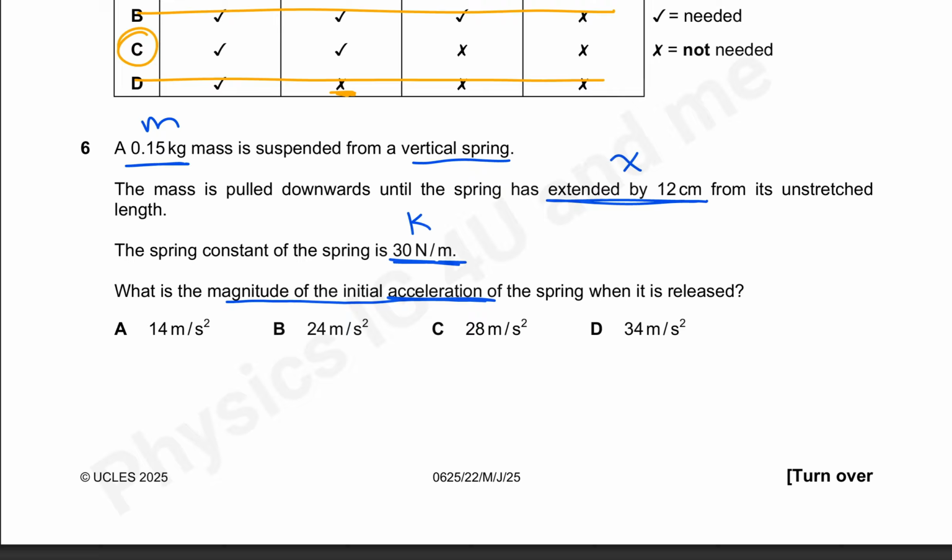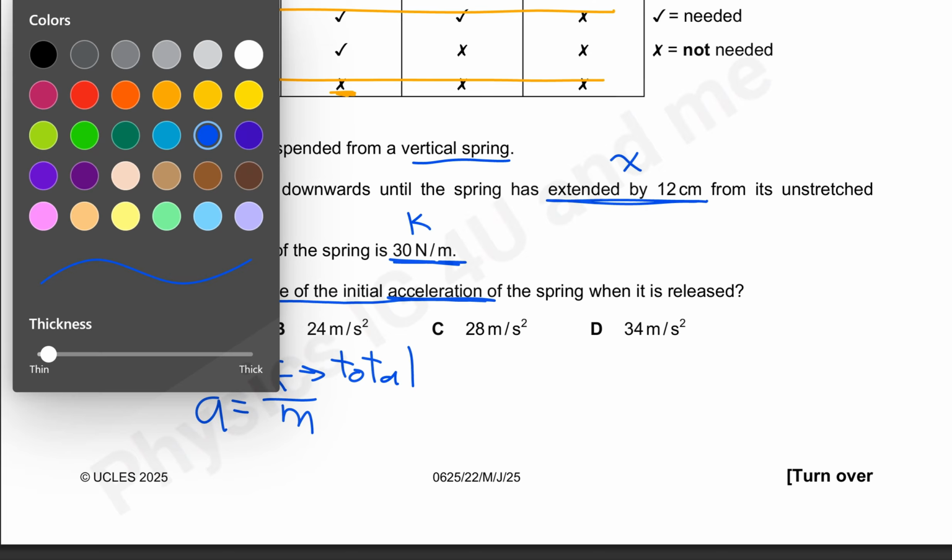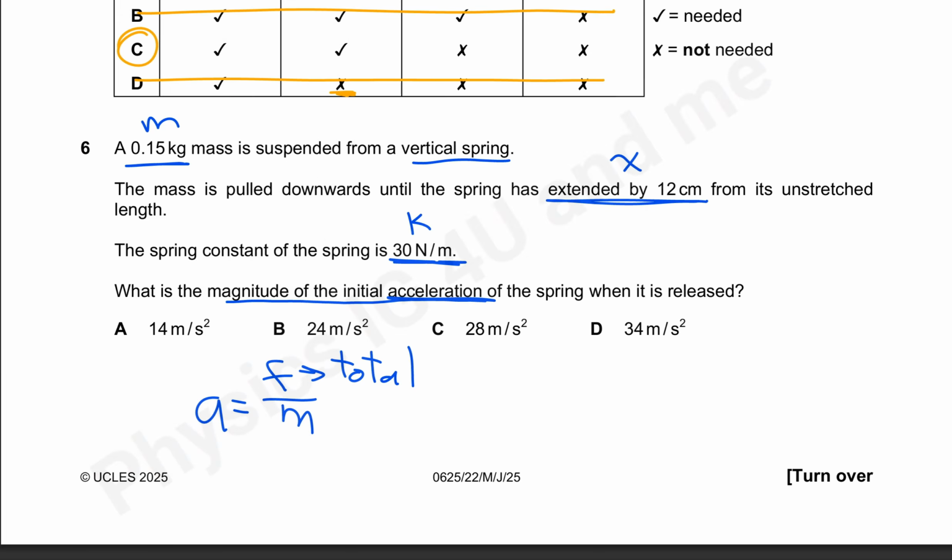They want acceleration. I know already that acceleration equals the force over mass. Of course, here it is the net force, or total force, affecting the object. To understand this better, it will help me if I draw. So here, this is the spring suspended from a wall, and the mass is suspended from the spring. So the mass is here.